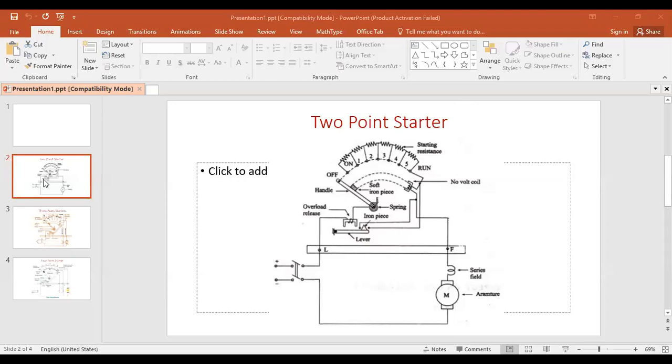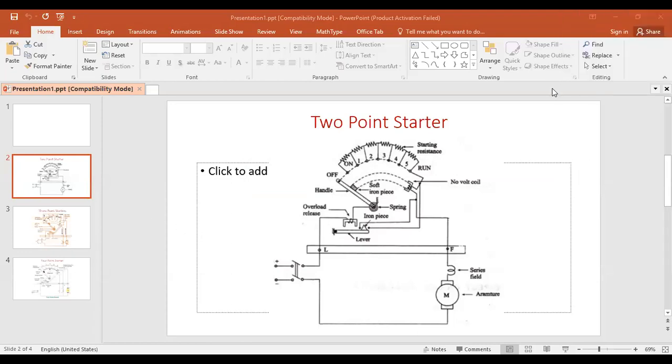Now, if you want to know how the starter reduces the starting current, it is a basic simple concept. If you want to limit a current, you add a resistance to the circuit. The ultimate use of the resistance is to limit the passage of current. Keeping this in mind, now we are going to discuss the types of starter.